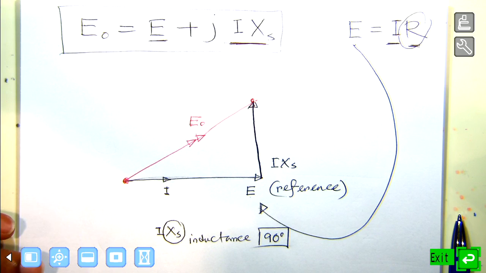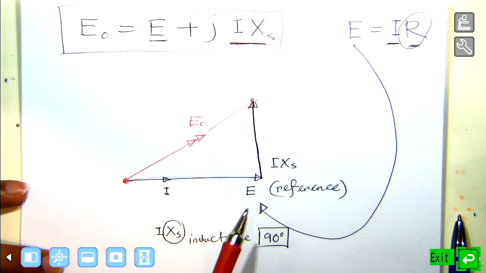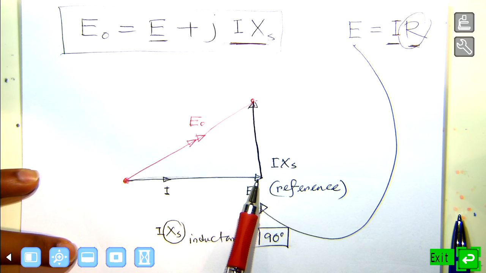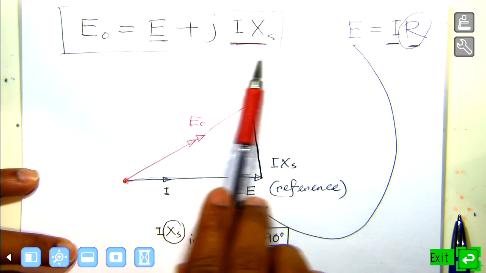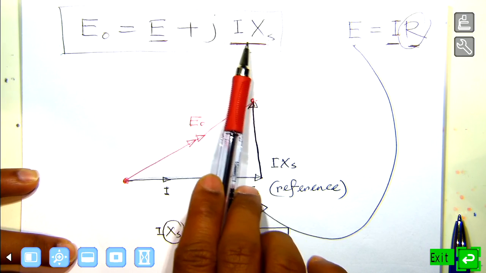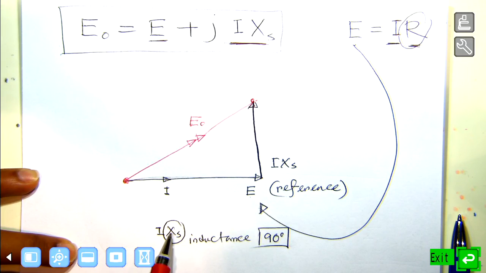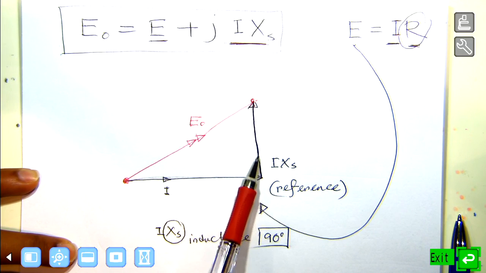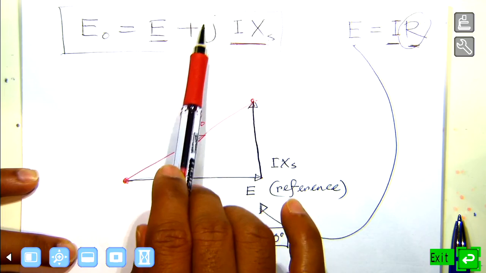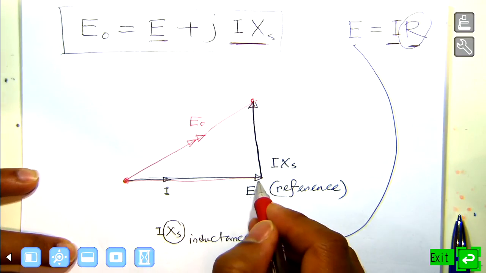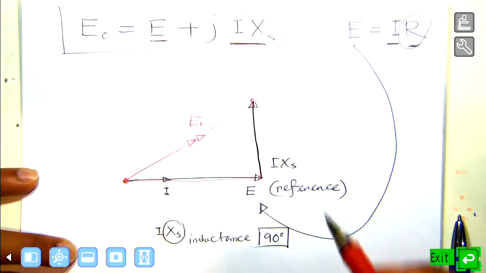So again, we start by selecting a reference. In the case of all synchronous machine equivalent circuit diagrams, our reference will be E. We draw our E. Then we need IXS to add with that. To get IXS, we have I, we multiply I by XS, and we get the angle of that. That angle is purely 90 degrees, because that is pure inductance. So we have E, and then jIXS is 90 degrees to that.